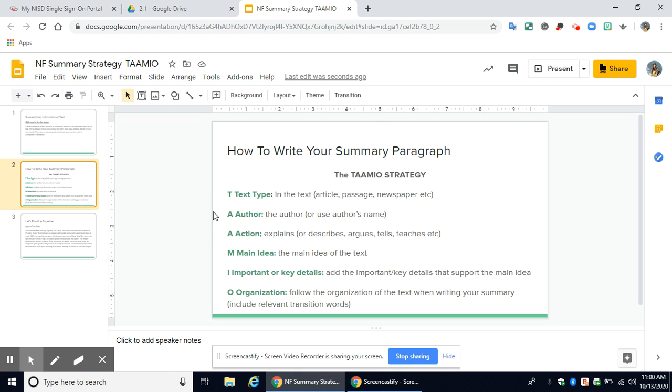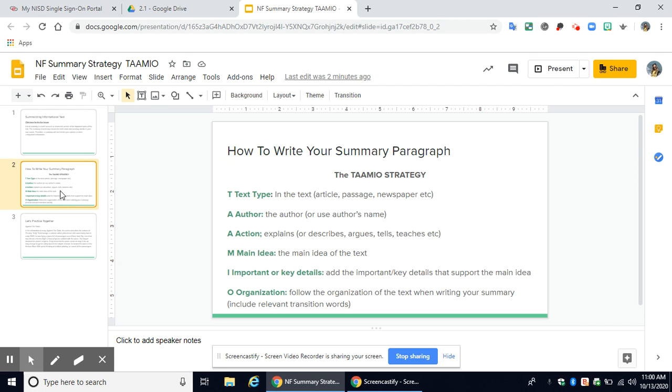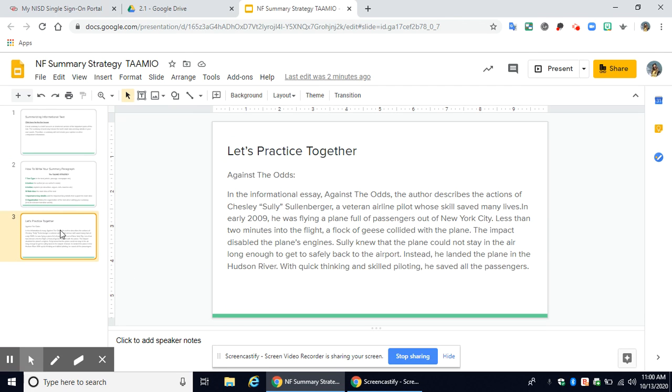So again, the strategy is called TAMIOO. Whenever you read a text and we ask you to create a summary using that strategy, you'll just be able to go back to this slide and plug in your information that way.